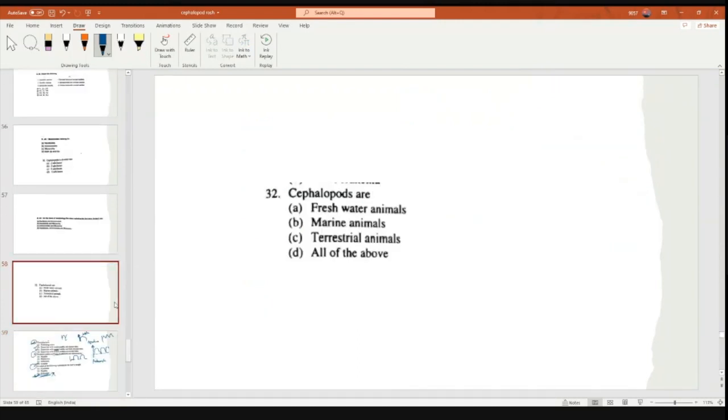So this one, guys, question number 32. Cephalopods, you have to tell me their habitat. Yes, it will be B, marine animals. Okay, basically all cephalopods are marine, that's why they are having gills. So we see there are classifications based on the gills also. There are two kinds of classification of cephalopods.